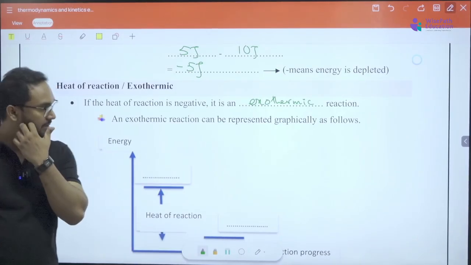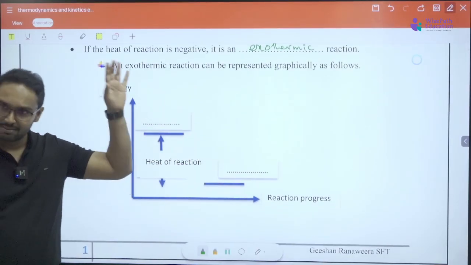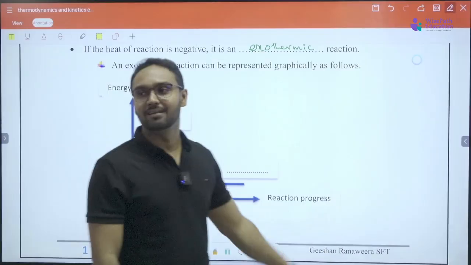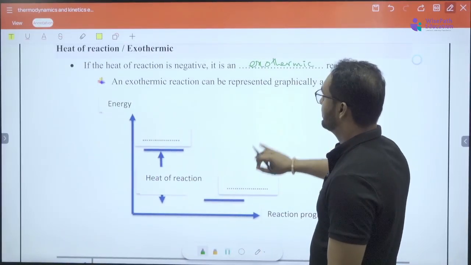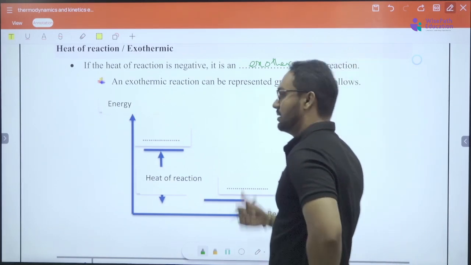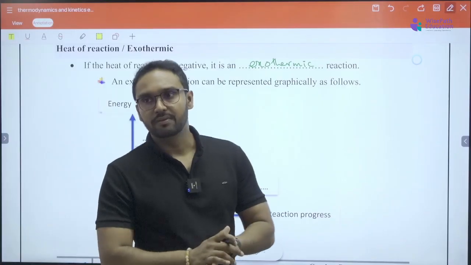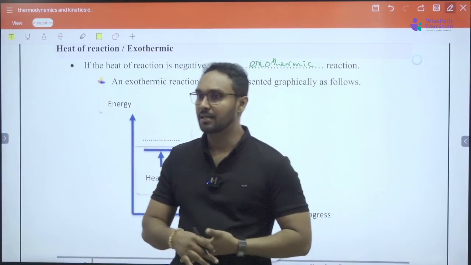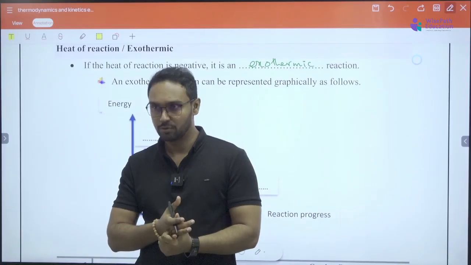And this graph is important. These people know, right? This comes for the exams. Right. So an exothermic reaction can be represented graphically as follows. So this is how you graphically draw it. Now there's a way of drawing it. There's something other than the exothermic reaction you're supposed to know.